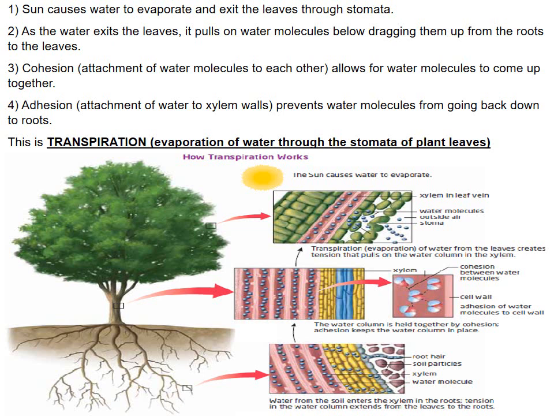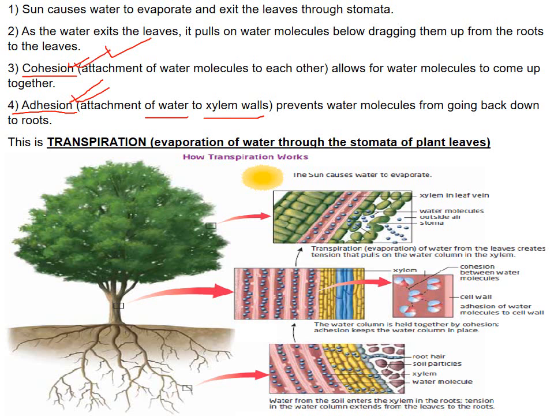Transpiration is really where the sun causes the water to evaporate and leave through the stomata. When the water exits, it pulls on other water molecules and drags the ones below upwards. The two forces involved here, the two terms that we learned earlier, are cohesion, where the water molecules stick together so they can drag others up with them, and adhesion. The fact that water can stick to the xylem walls will prevent the water molecules from going back down to the roots. So adhesion is also important in this process.